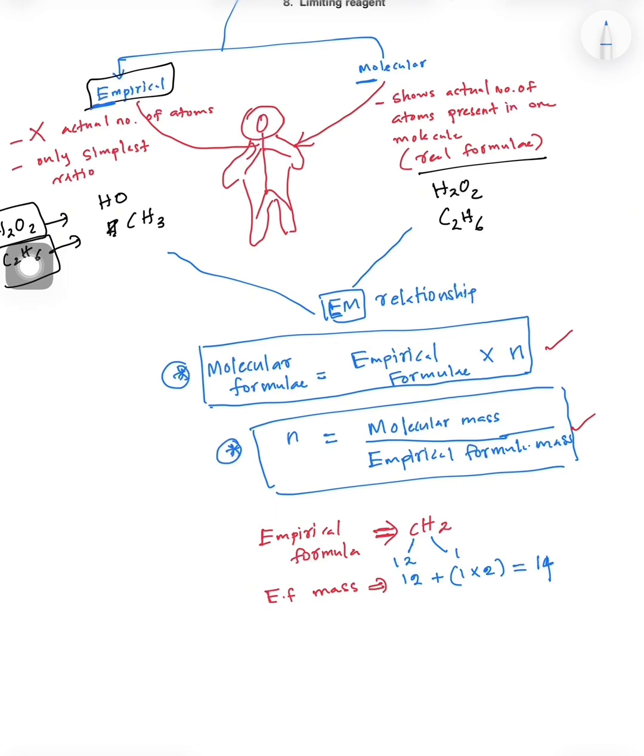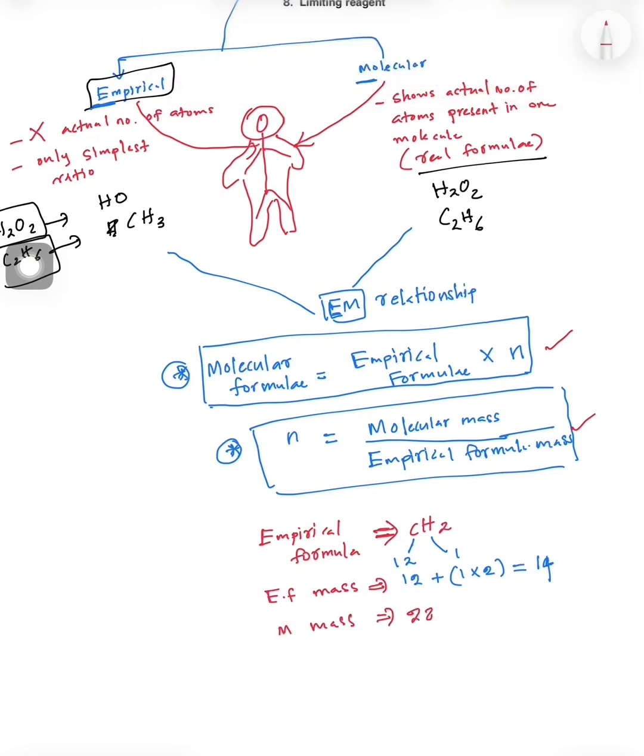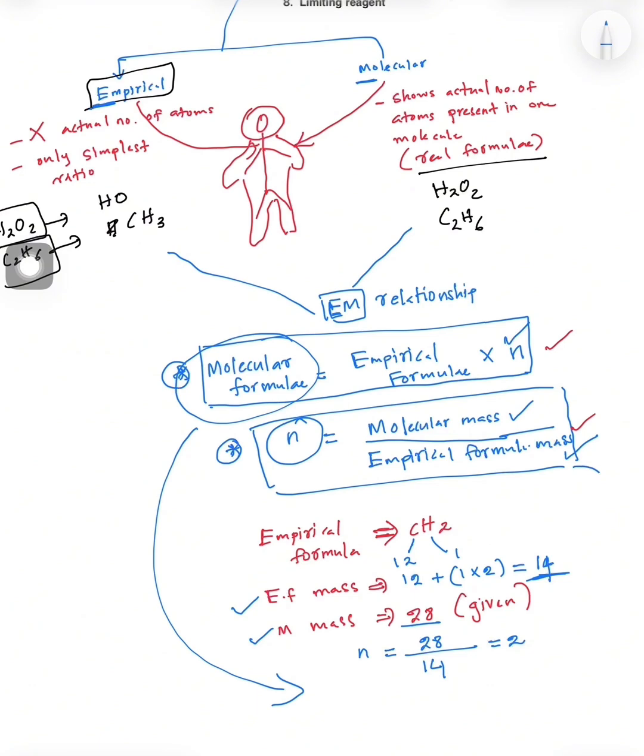The actual molecular mass is already given for us in the question. The molecular mass is given as 28. If we are asked to find the molecular formula, we know the molecular mass and the empirical formula mass, so we can find N. N is equal to molecular mass 28 divided by the empirical formula mass 14, so we get 2. Now we have found N. Can't we find the molecular formula using this equation?